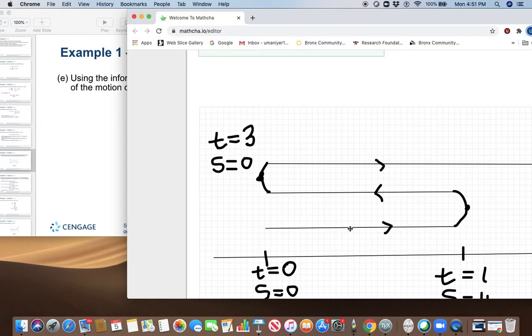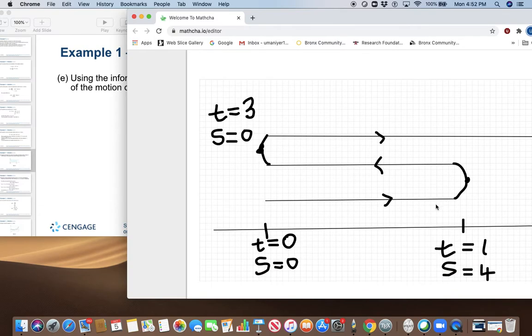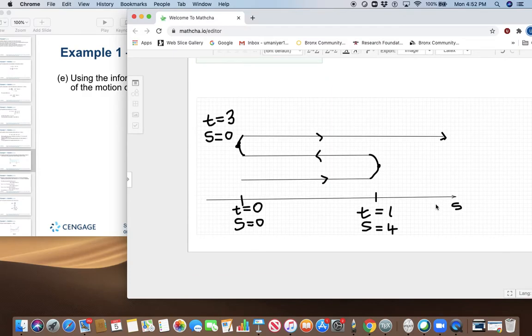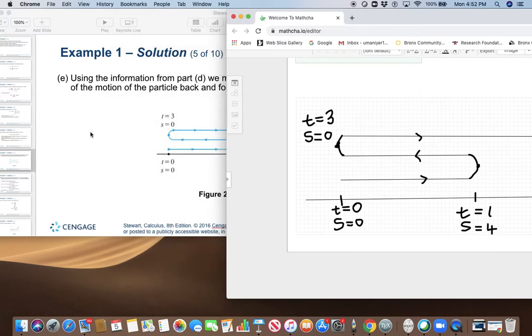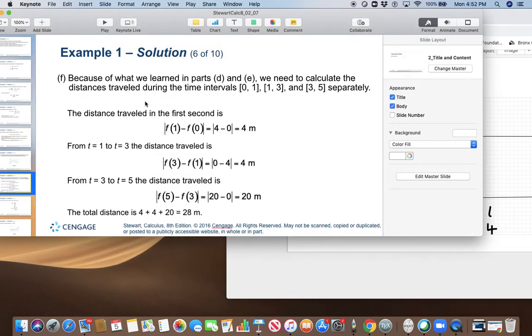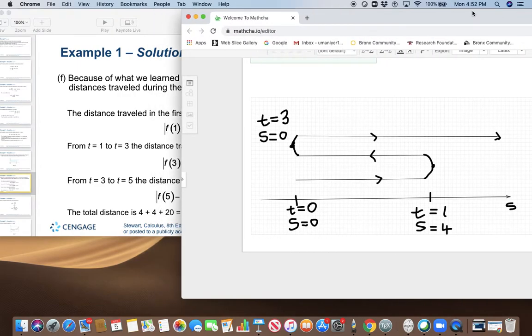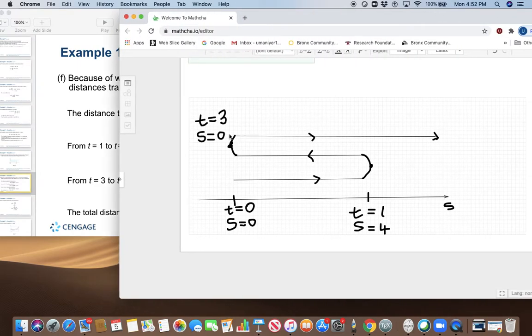Here. Okay? 0 and 1, you're moving forward. 1 and 3, you're moving backward. After 3, you're moving forward. All right, so we have all this information. Okay? So, what about the distance, total distance traveled in the first 5 seconds? So this is time t equals 3 seconds. Somewhere here it's 5 seconds. I don't know where. All right, it doesn't matter.